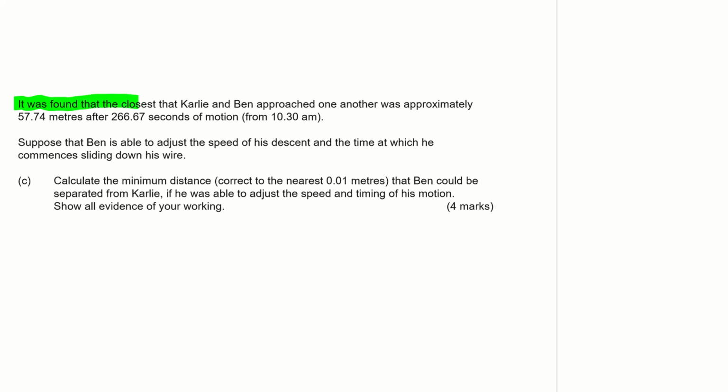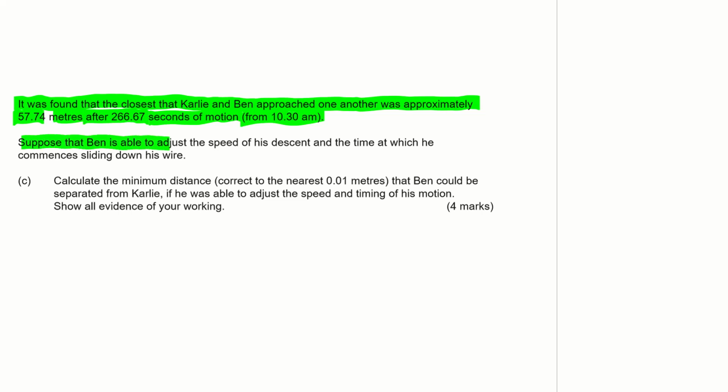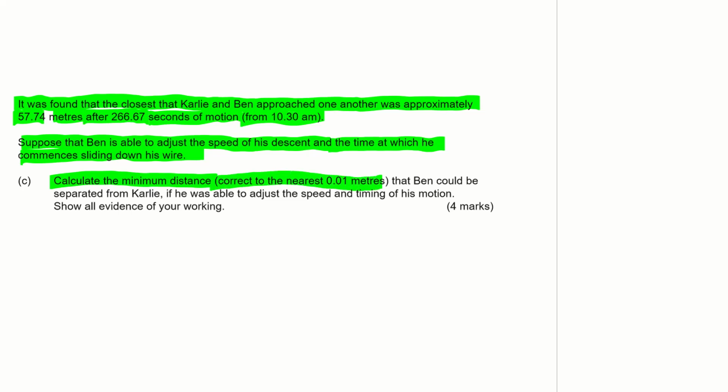It was found that the closest that Carly and Ben approached one another was approximately 57.74 metres after 266.67 seconds of motion from 10:30 a.m. Suppose that Ben is able to adjust the speed of his descent and the time at which he commences sliding down his wire. Calculate the minimum distance, correct to the nearest 0.01 metres, that Ben could be separated from Carly if he was able to adjust the speed and timing of his motion. Show all evidence of your working.